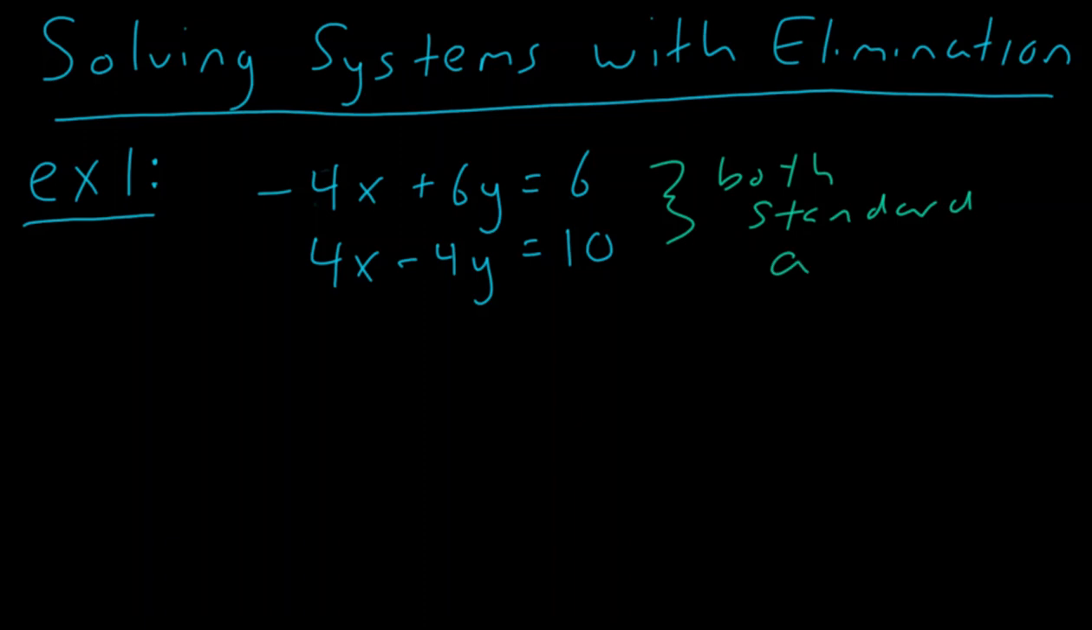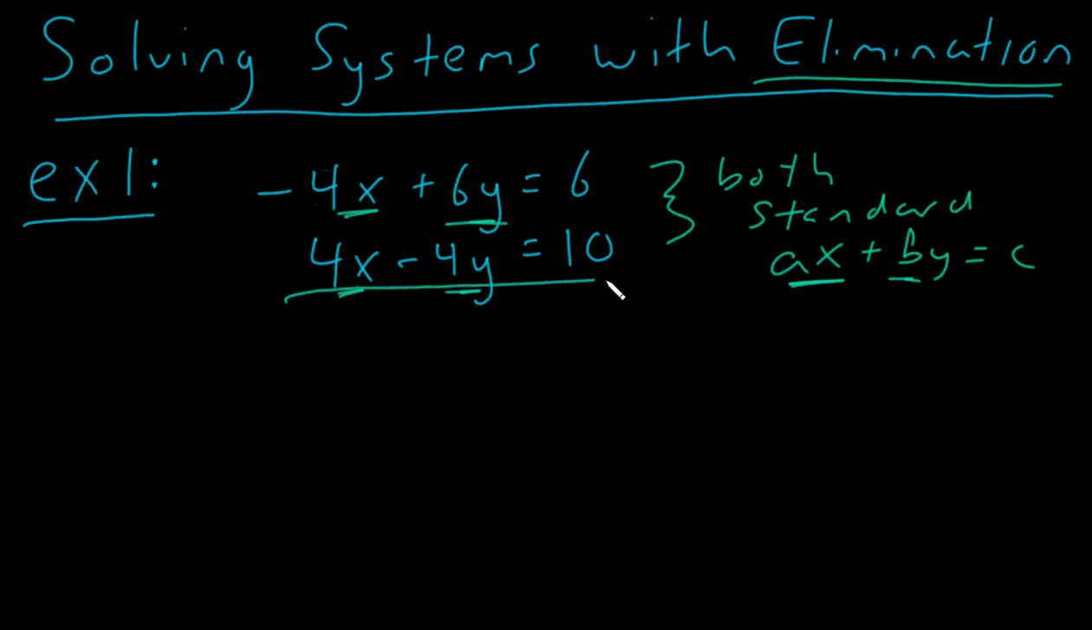And to really put a fine point on it, standard form is when you have some x, ax, plus some y, by, is equal to a constant c. So we have our x and our y, our x and our y all on the same side. Okay, so when they're both in standard form, this is when we use this method called elimination.